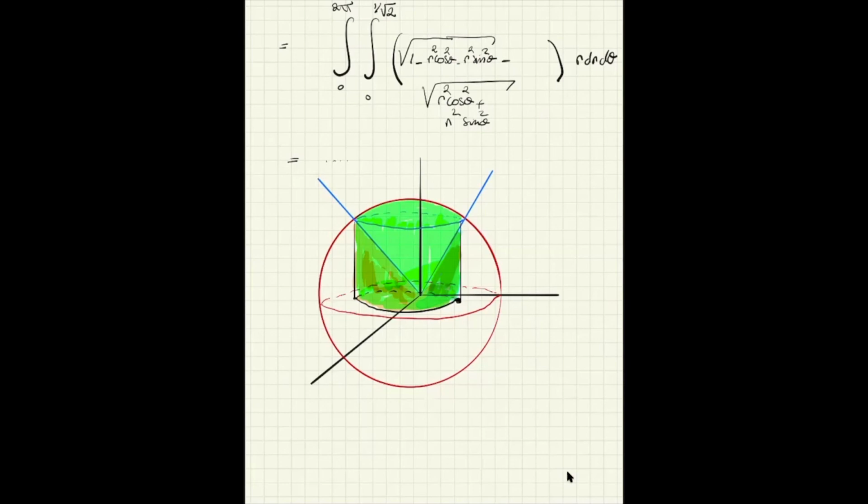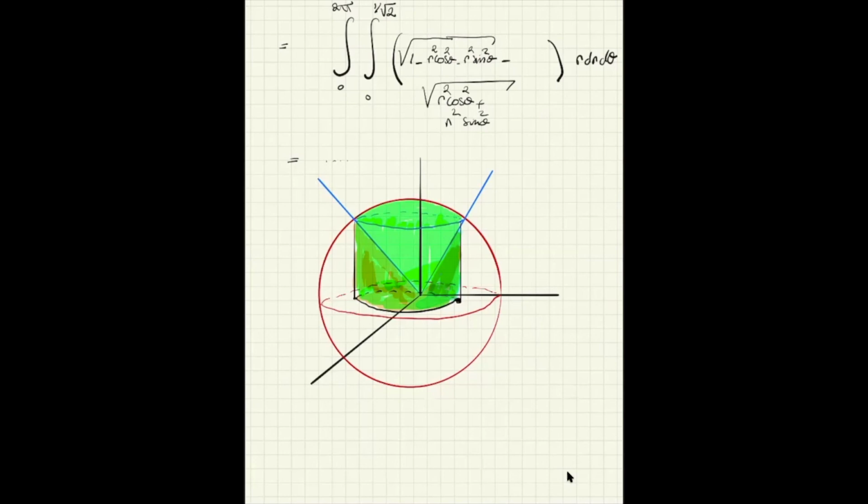So the final answer will include the volume of the bottom portion of the cone. Yes, exactly. No, exactly, that was a mistake. That was not the question.